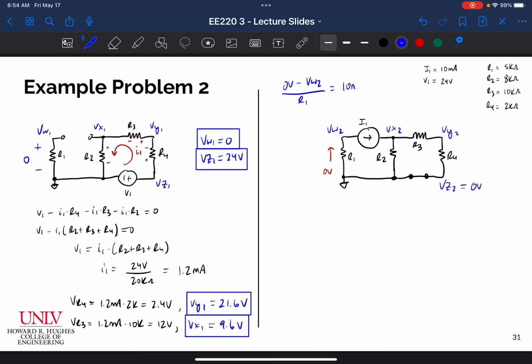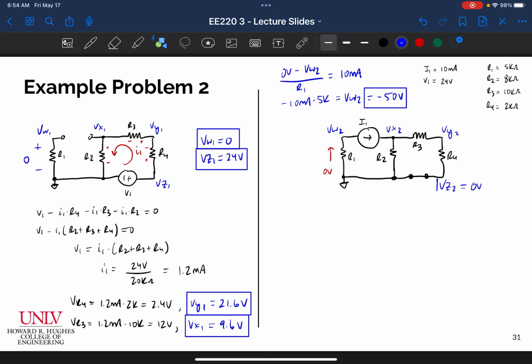which is 10 milliamps. So I can just take negative 10 milliamps multiplied by R1, which is 5K. That's going to give me VW2, and that looks like it's going to come out to negative 50 volts. Okay, so let's box that.